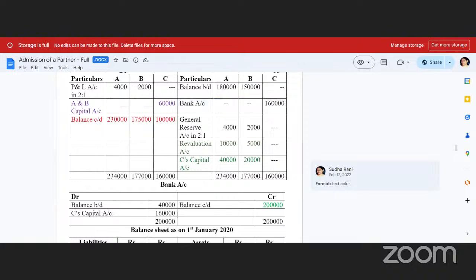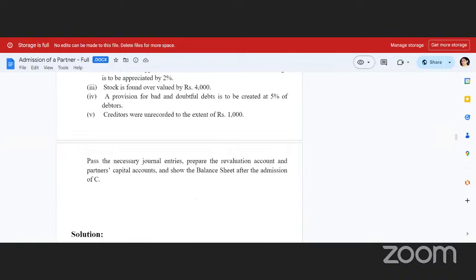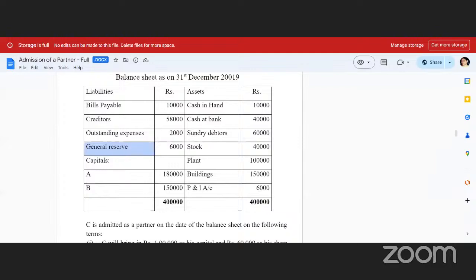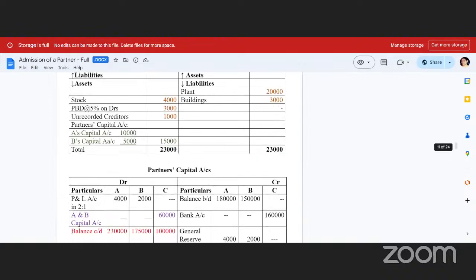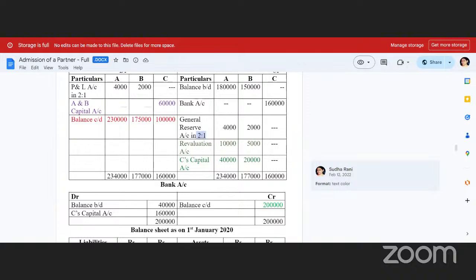Next, whatever reserve is there. The general reserve is there now. These are accumulated profits: general reserve, profit and loss, whatever there is. This general reserve of 6,000 is the amount of profits they kept aside. General reserve is nothing but a certain amount kept aside for future use. Now a new partner is coming, so the existing partners will take it back. The 6,000 general reserve is shared by the old partners only, in their old ratio.